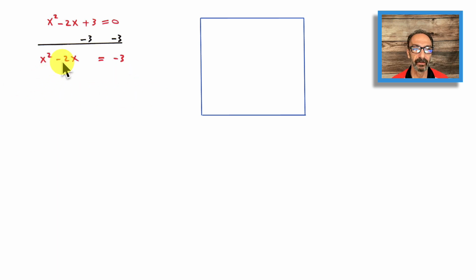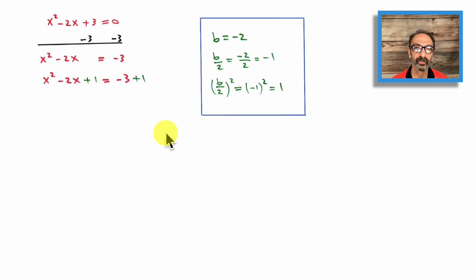Let's take b to the side and take half of that and square it. b is negative 2. Divide that by 2, negative 1. Square that, that's 1. Let's go back and add 1 here and add 1 here to keep the equal sign valid. Right hand side is negative 2 and left hand side is ready. So that's negative 2, and this one will go, 1 goes down to 1 and x squared goes down to x with a minus in between.